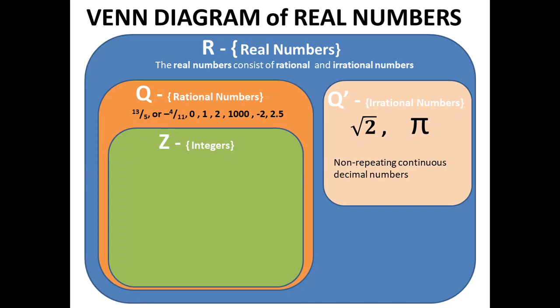Now we also have here, under rational numbers, our integers, denoted by Z. Integers, we have our negative and positive numbers, right? Now, from here, we can say that the integers are a subset of our rational numbers.